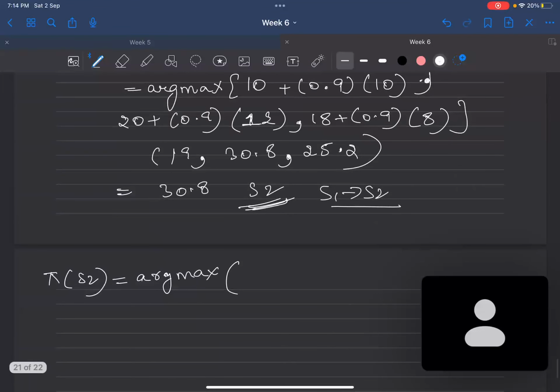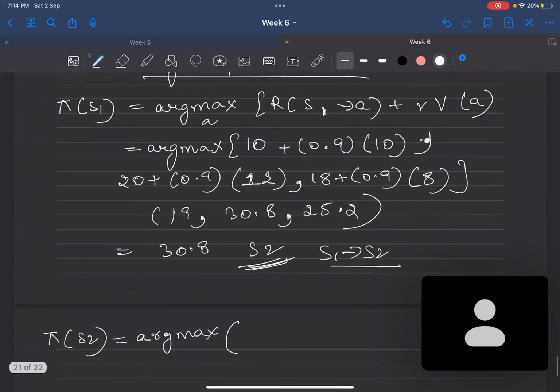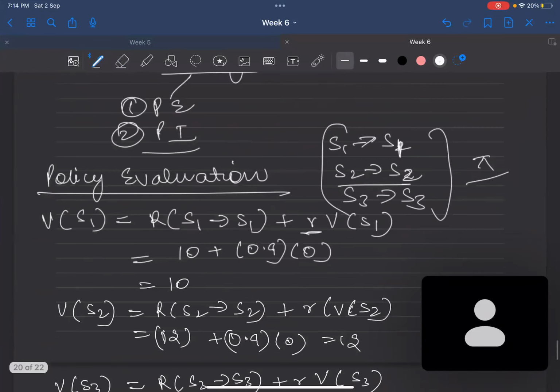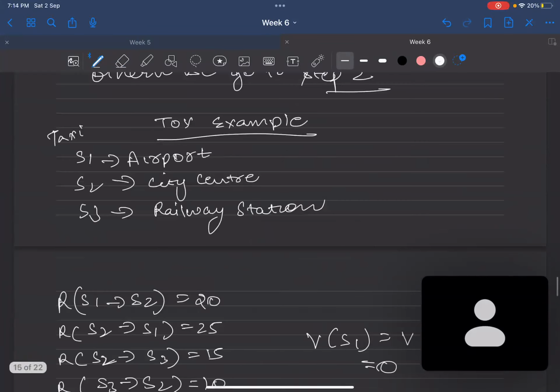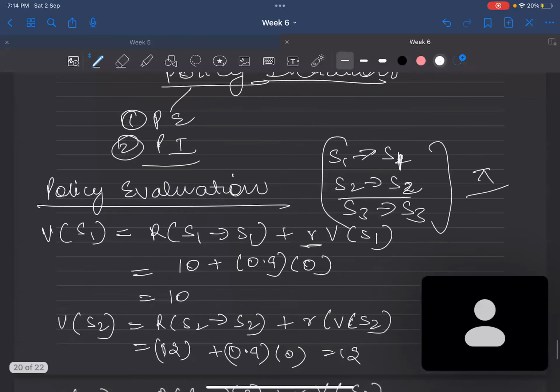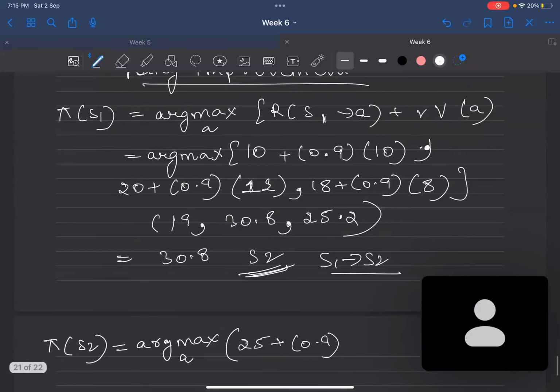Where were we? Pi of S2. This is the equation which was written above. So for S2, R max over the actions. S2 to S1: the reward is 25, plus 0.9 into V of S1.